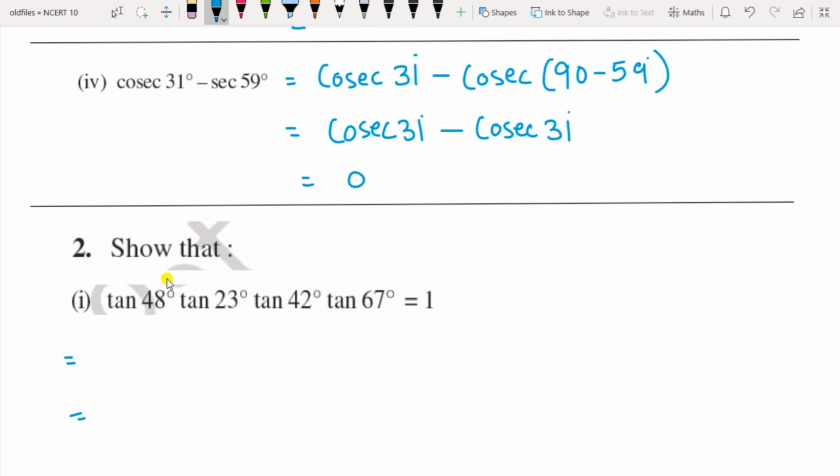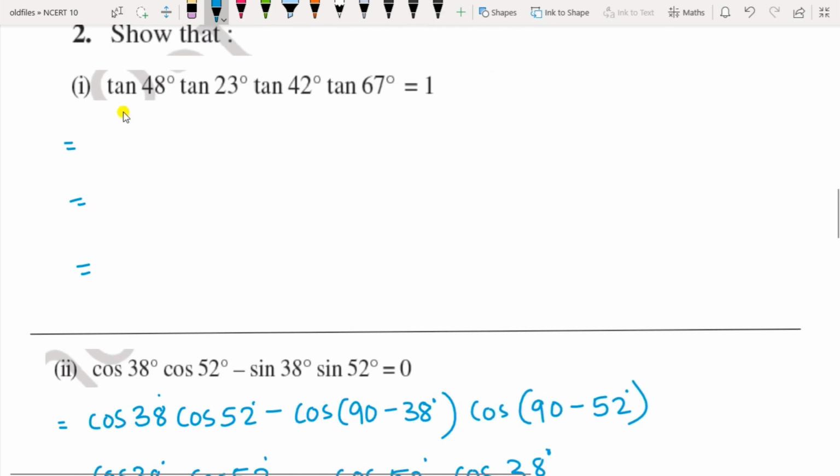Now let us start with question 2. Show that tan of 48, tan of 23, tan of 42 and tan of 67 is equal to 1. So out of these 4, you have to change the values of any 2 of the tan. So I will be changing for 42 and 67. You can change for 48 and 23 also. So this will be tan of 48. No sign in between means it is multiplication. This is 48. Let me write the 8 properly.